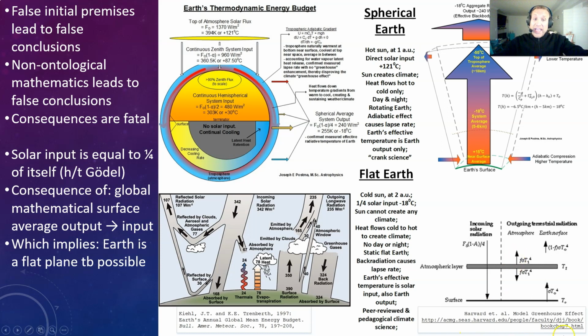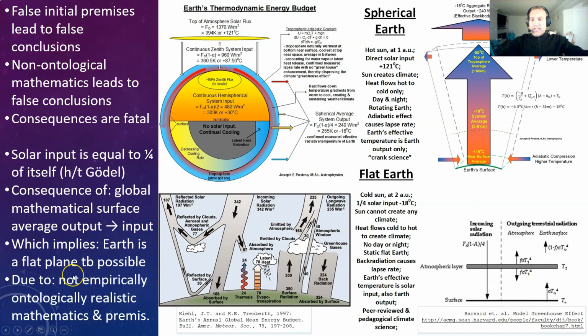And that is why that input of the solar input equal to 1/4 of the solar input is always depicted with a flat plane, because that's the only way that it would make sense ontologically. So there's internal consistency in how the math of a quarter solar input is being used on a flat plane. Obviously, ontologically, it's not realistic, but that's nevertheless what they do, due to not empirically, ontologically realistic mathematics and premises. So their initial premises are incorrect.